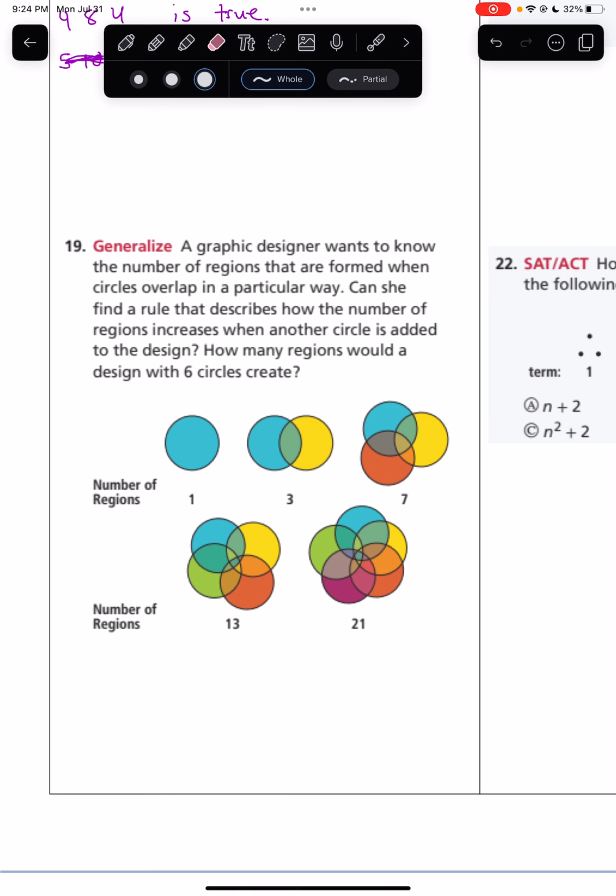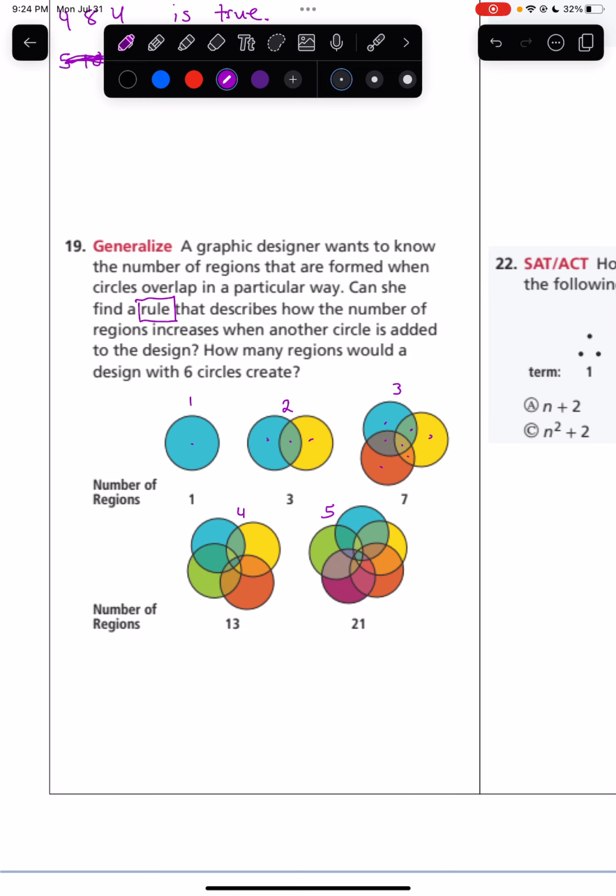Can she find a rule that describes how the number of regions increases when any other circle is added to the design? How many regions would a design with 6 circles create? So of course we have 1 circle, 2 circles, 3 circles, 4 circles, and 5 circles, and they tell us that would be 1 area that's shaded, right? 3 areas, 7 areas, etc. And so we have to find a rule.